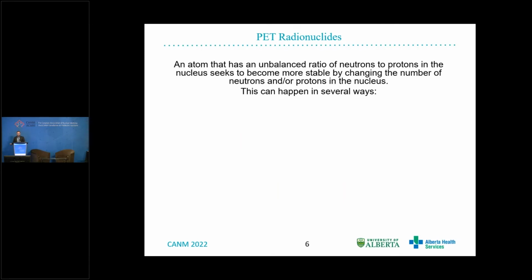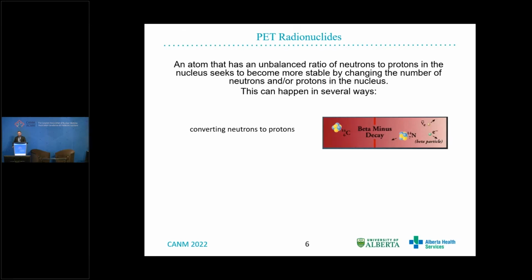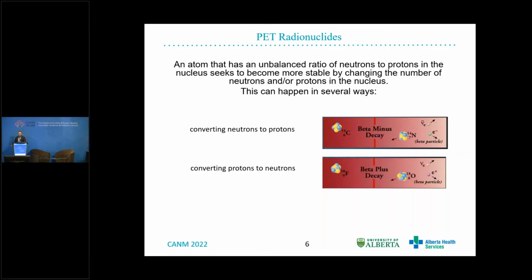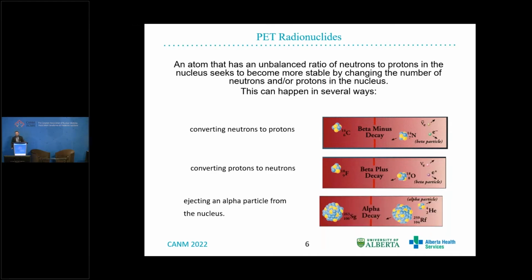So basically you have an unbalanced ratio of neutrons to protons, so the nucleus is not stable. So you can get beta minus decay by converting neutrons to protons, or you can get beta plus, where you convert a proton to a neutron, or you can eject an alpha particle, which I assume Svetlana will go into more in the therapy session.